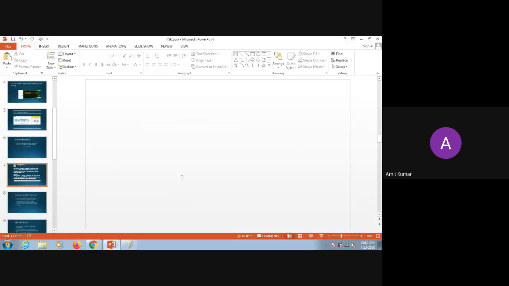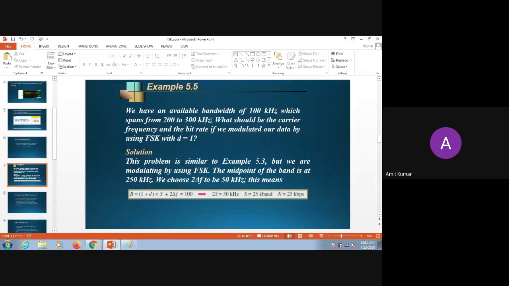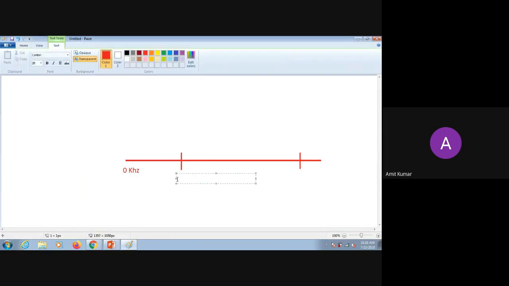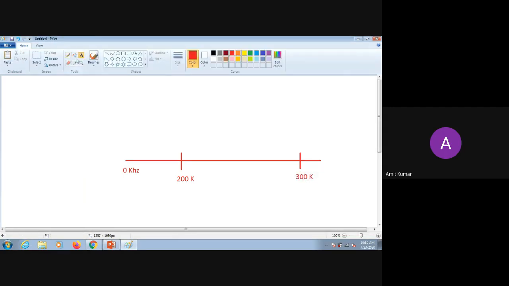So now, our frequency spans between this range and the bandwidth is 100 kilohertz. This data is not strictly required, because they have already given the span of 200 to 300 kilohertz. If it is available from 200K to 300K, we can easily calculate the total bandwidth of the signal. Bandwidth will be given by F2 minus F1, so 300 minus 200 kilohertz, which is 100 kilohertz.